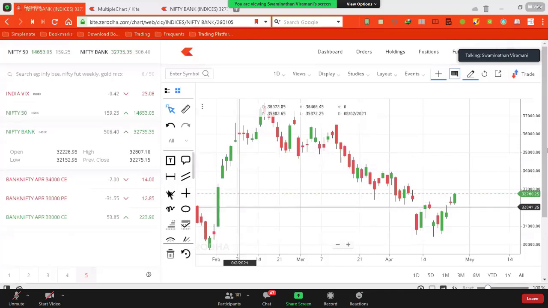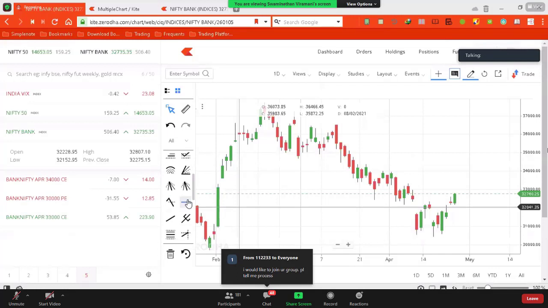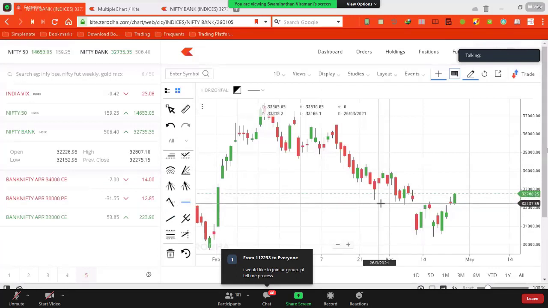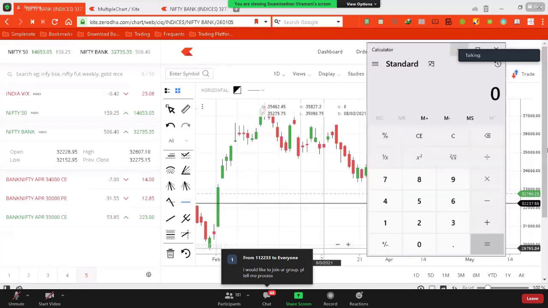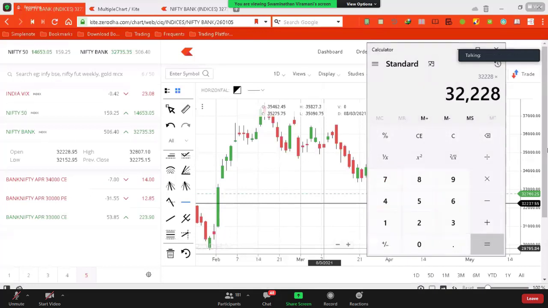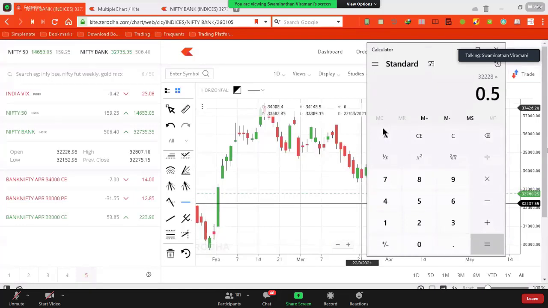Sorry, let me select that horizontal tool. Then 32,228 was my opening price, multiplied by 0.5%, is 161 points, plus 32,228. This is my entry point for a CE trade: 32,389. When Bank Nifty crosses it, I'll look for a CE entry and jump into that.